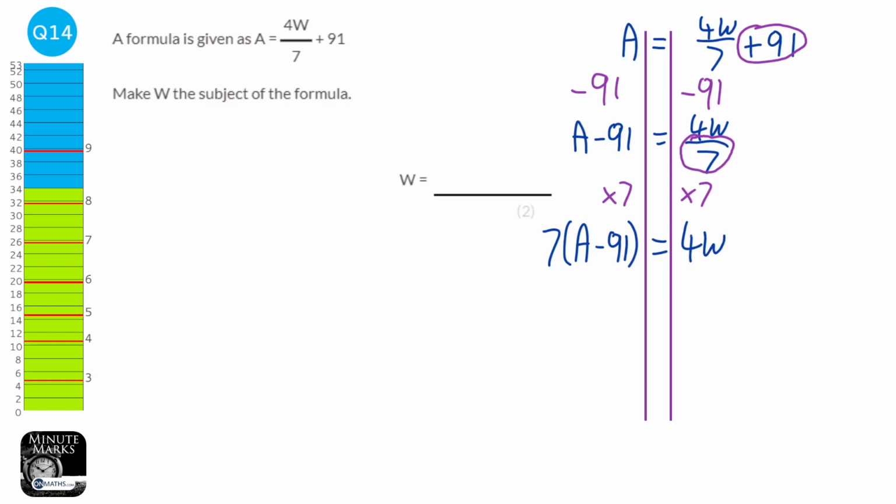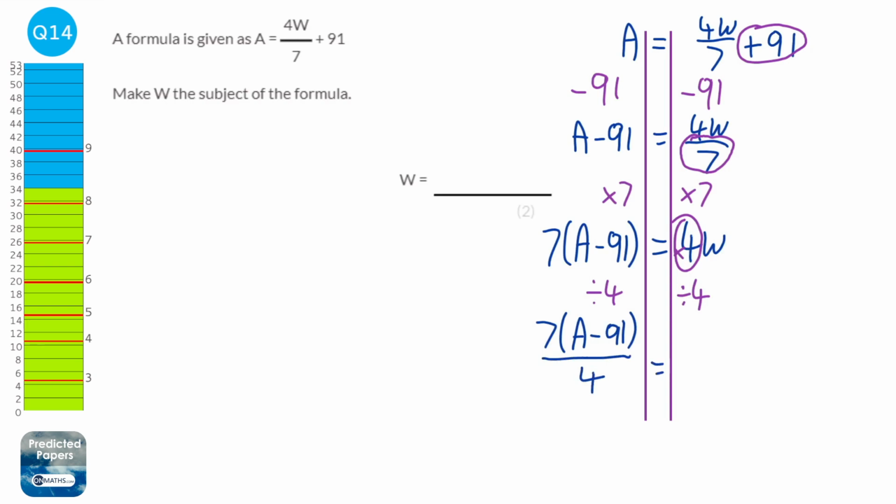The last thing we want to do is get rid of this 4 here. Well, that's a times 4, so how do we get rid of it? Well, the opposite of times 4 is divided by 4. So we're going to divide both sides by 4. So 7 brackets a minus 91 over 4 equals w.